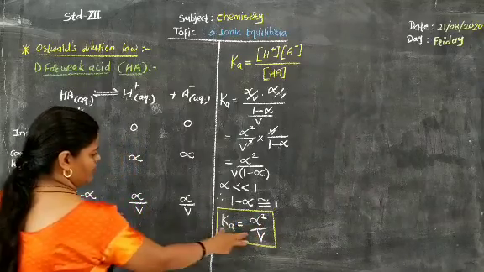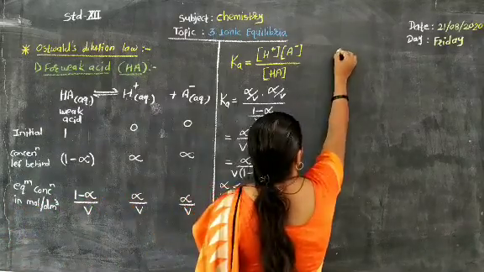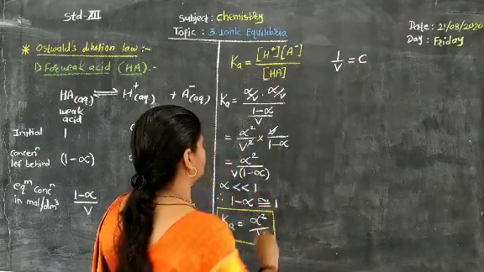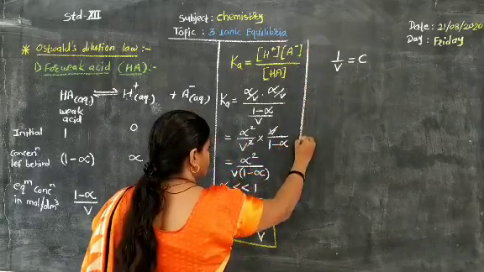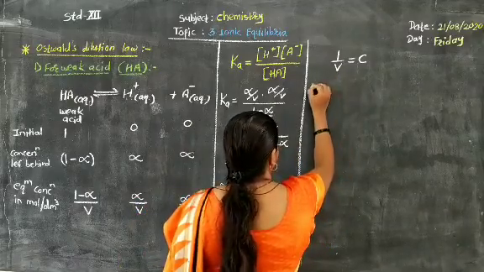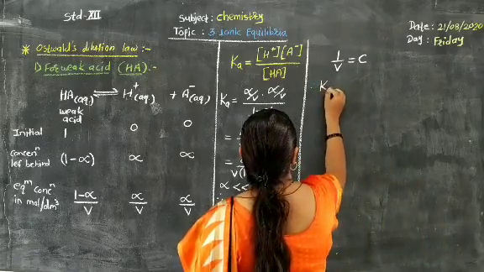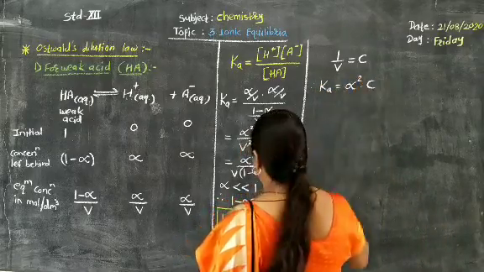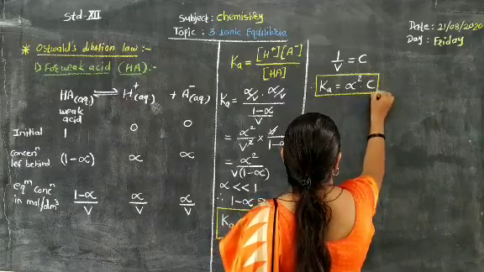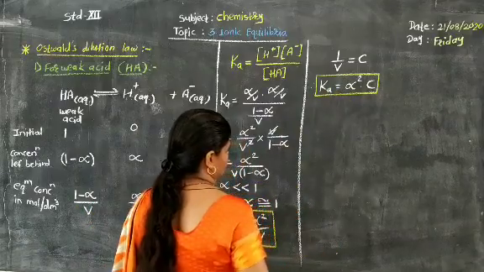Now from this formula we can solve two more steps, but before that, all of you know the inverse of dilution is always equal to concentration. Hence we can substitute 1 upon V is equal to C, and therefore we get the second formula. Ka is equal to alpha square into C, which is the second relation between the dissociation constant of weak acid and its degree of dissociation.